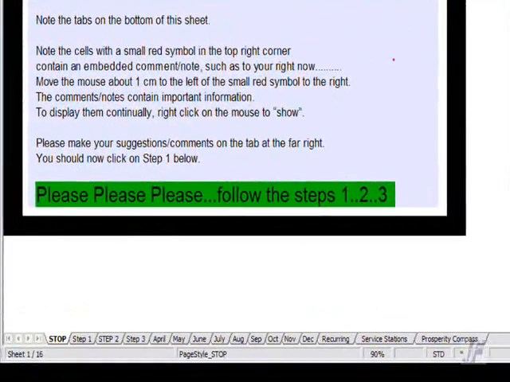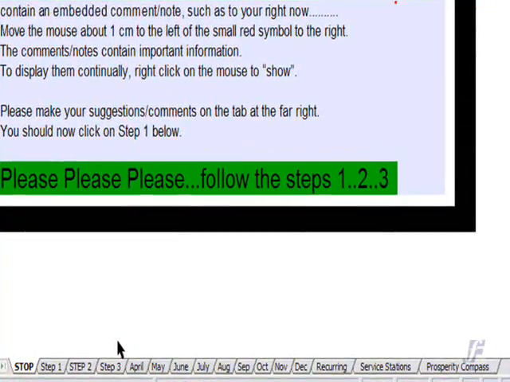When you look at the bottom of this page, you'll see many tabs. They are all connected to a different sheet. We'll go over them later, but let me just tell you a little about them all. As you can see, we are on the stop sheet before the journey begins. Steps 1, 2, 3 are to be followed in succession. Step 2 is the most important.